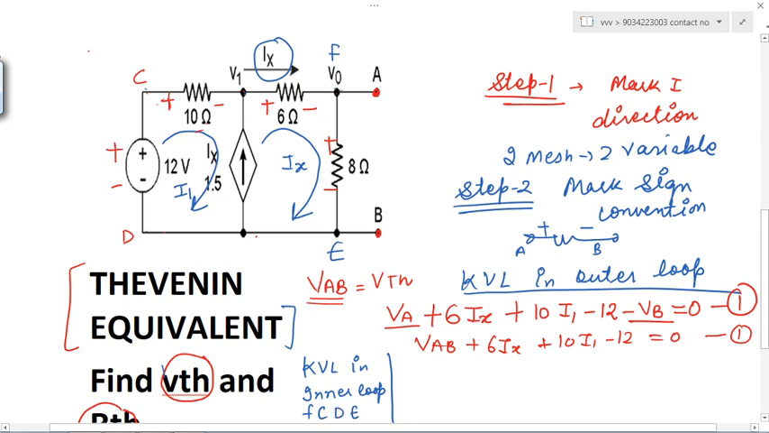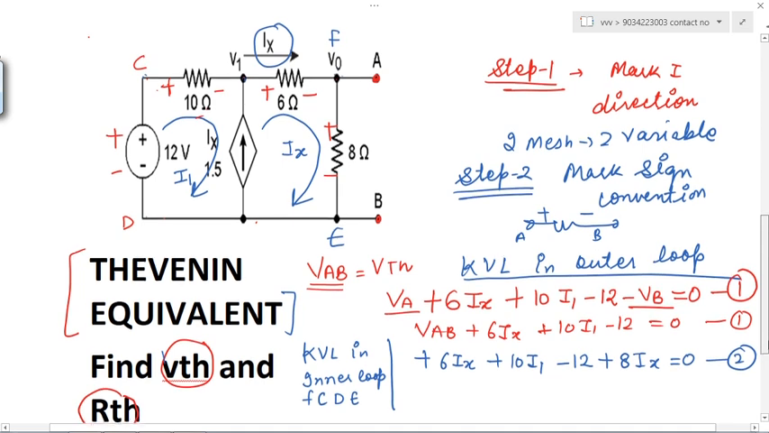Again you are moving from F to V1, second sign plus 6ix, right? Then again V1 to C plus 10i1, then minus 12, okay, then plus 8ix is equal to 0. So this is your second equation, you got. Clear up to here? You can solve this equation.